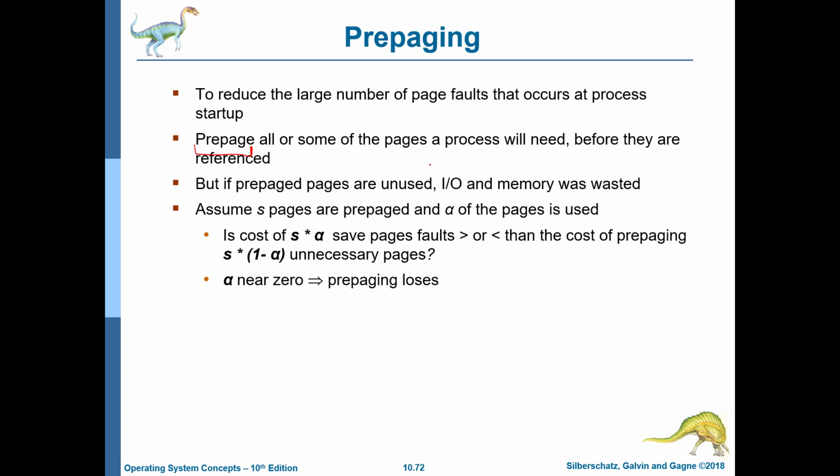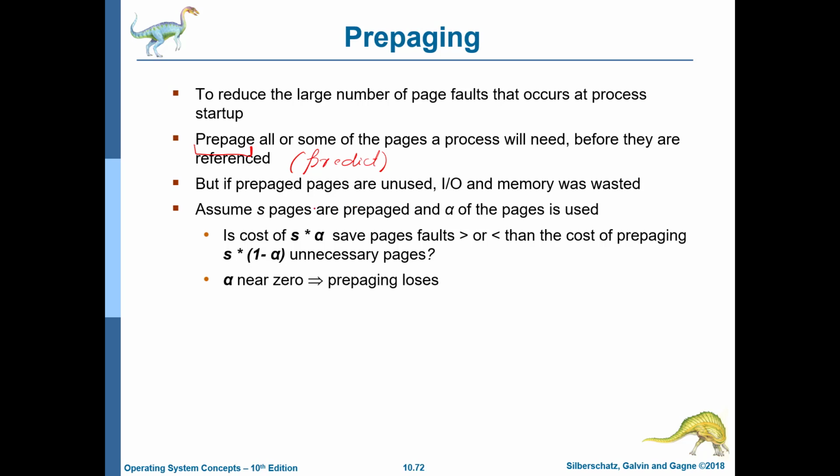And we can take some of the pages a process will need before they are referenced. In the sense, we can predict, quite similar to what we do in computer architecture. We predict the set of pages that we will require beforehand, particularly before process startup, and then we fetch them. Of course, if these pages are wasted, then both IO and memory bandwidth are wasted.